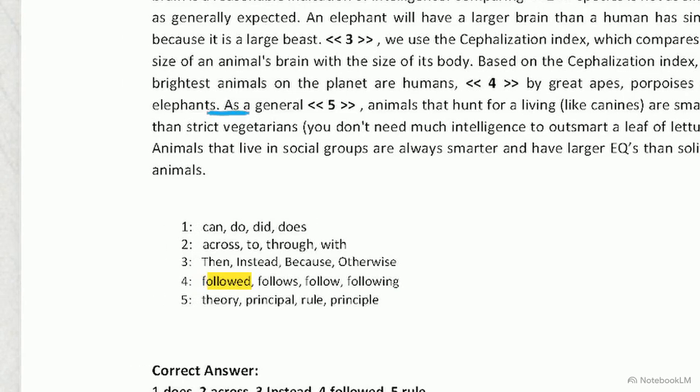The final blank is a strict test of precise vocabulary and idiomatic collocations. We have two traps here. "Principle" appears relevant to scientific discussion, and "principal," ending in PAL, is a spelling trap referring to an administrator or a sum of money. The phrase "as a general rule" is a fixed, unchangeable idiom. "Rule" is the only word that completes the phrase correctly.